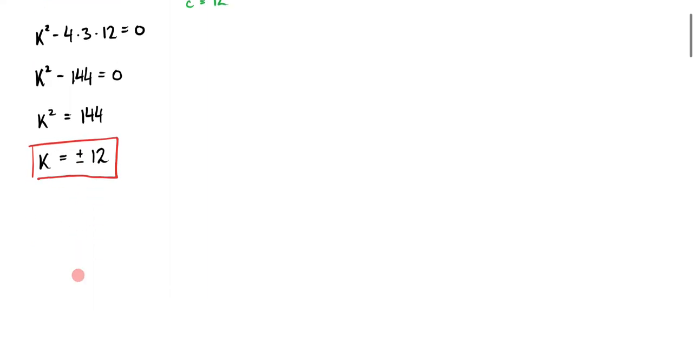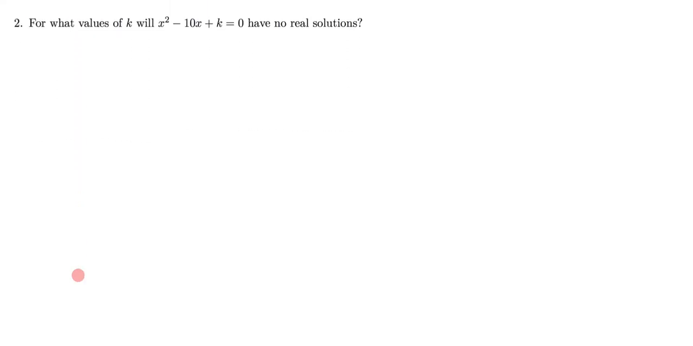Let's now move on to the second question, which is here. And we're told for what values of k will this have no real solutions? Again, this is going to be the most important part of the question, because if it has no real solutions, we know that my discriminant is going to be less than 0. So again, I write out my formula for the discriminant. b squared minus 4ac is going to be less than 0.